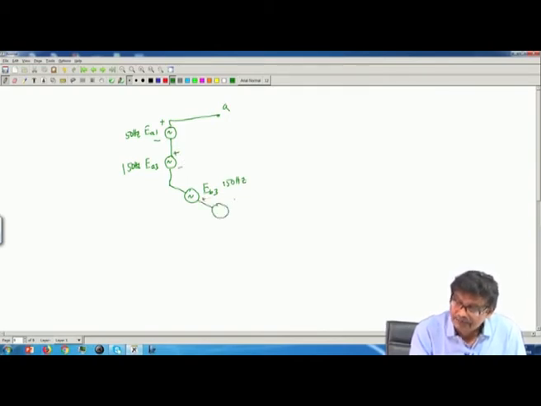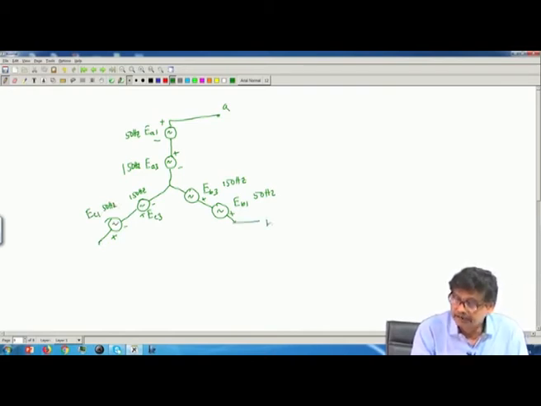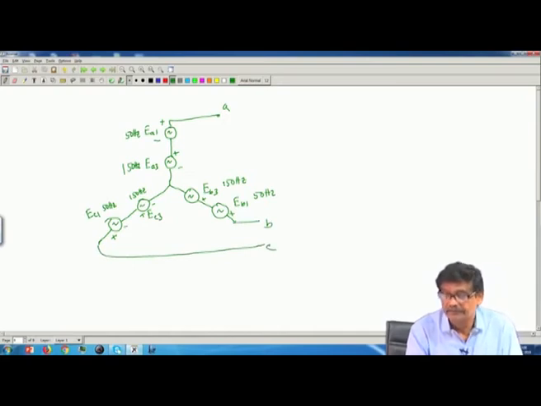Then E B 1 is the fundamental component, 50 hertz. And finally, this C phase: E C 3 is the third harmonic component, plus minus, 150 hertz, and then the fundamental component E C 1, 50 hertz. This is your B terminal going towards the load C terminals.